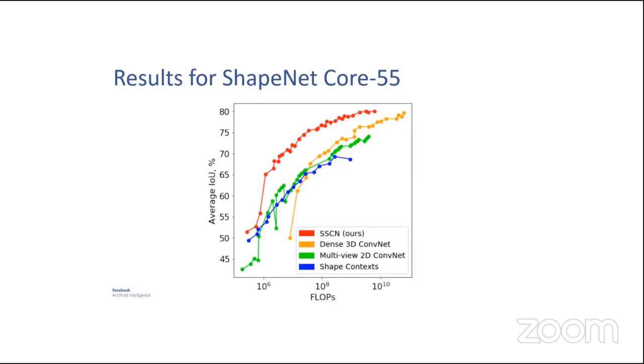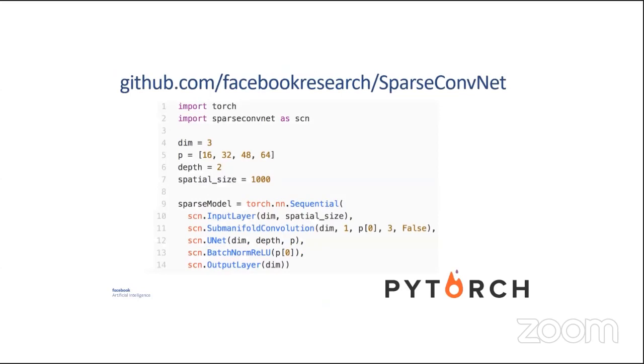Evaluating on the ShapeNet Core 55 dataset, we found that sparse units built with submanifold convolutions outperformed dense 3D convnets and multi-view 2D convnets. Sparse convolutional networks are available as a PyTorch add-on package from GitHub. There's a utility function to build sparse units of different sizes.